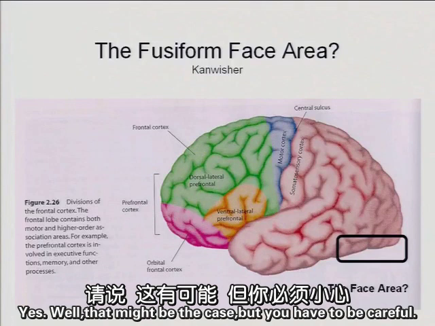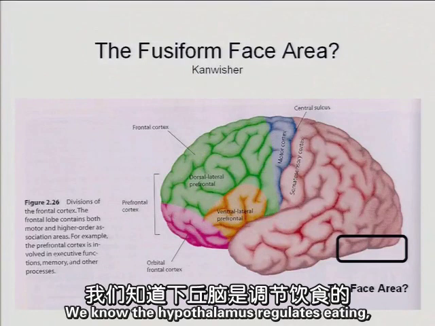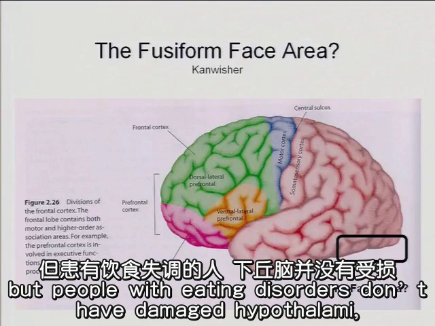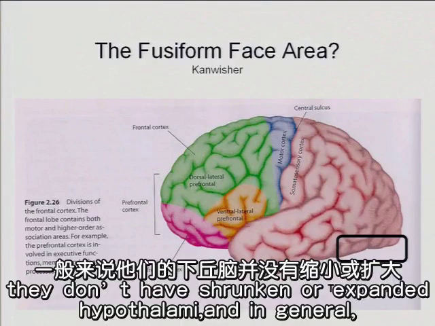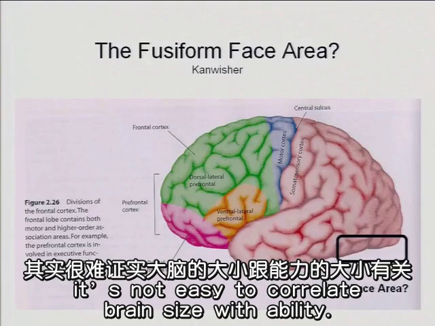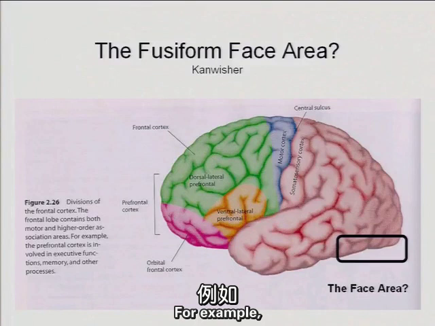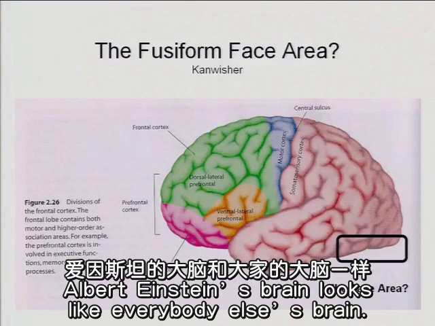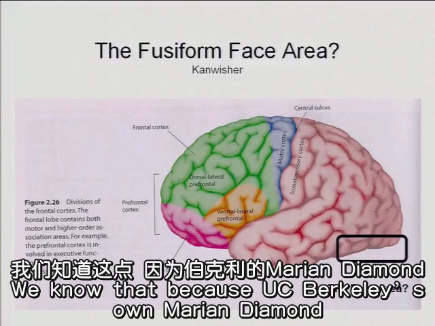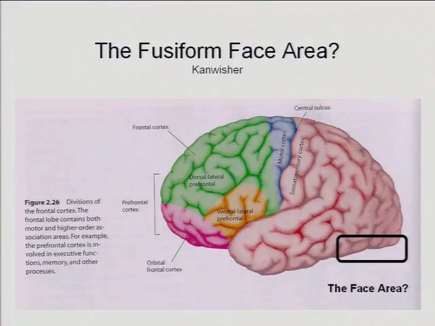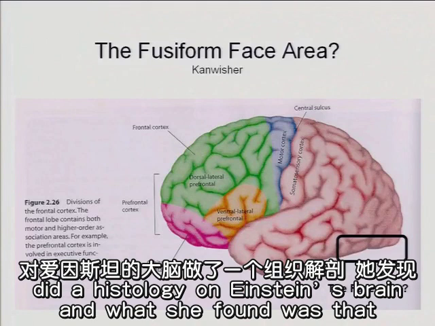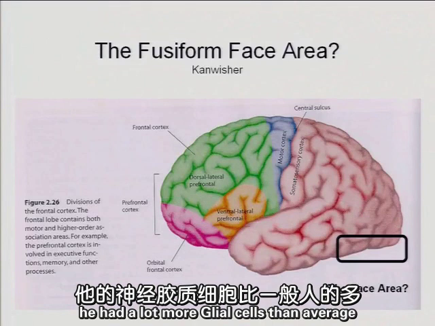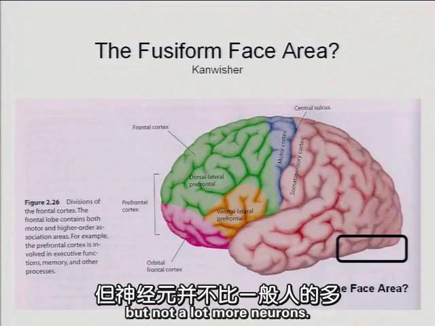that might be the case, okay, but you have to be careful. We know that the hypothalamus regulates eating, but people with eating disorders don't have damaged hypothalami. They don't have shrunken or expanded hypothalami. And in general, it's not easy to correlate brain size with ability. For example, Albert Einstein's brain looks just like everybody else's brain. We know that because UC Berkeley's own Marian Diamond did the histology on Einstein's brain, and what she found was that he had a lot more glial cells than average, but not a lot more neurons.